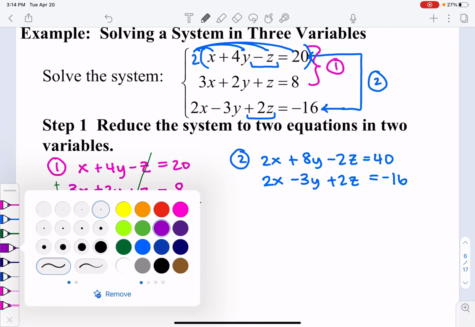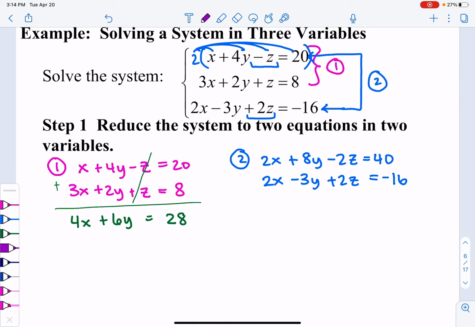Now when I take these two equations, I'm going to cancel out my z's, again by using addition, because a negative 2z and a positive 2z naturally cancel. So 2x plus 2x is 4x, 8y added with negative 3y is 5y, and that's going to equal 40 added with negative 16, which leaves us with 24. Now I have two equations that have two variables, and we're back to what we just did.